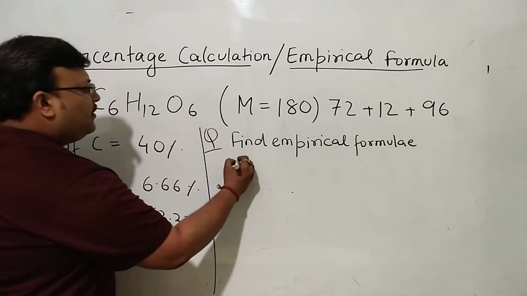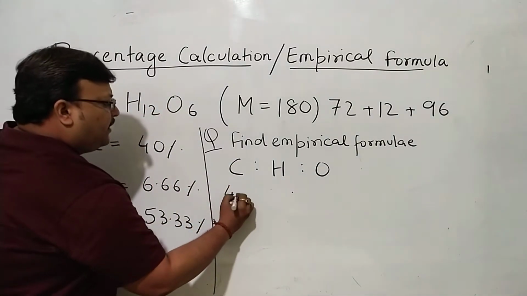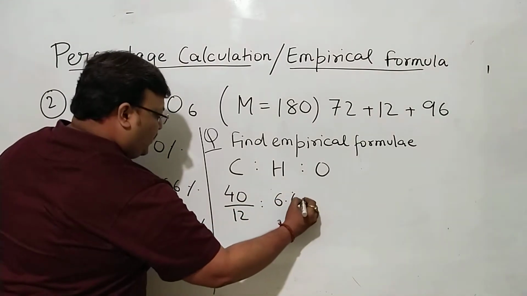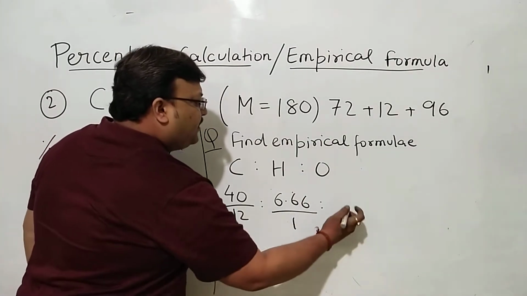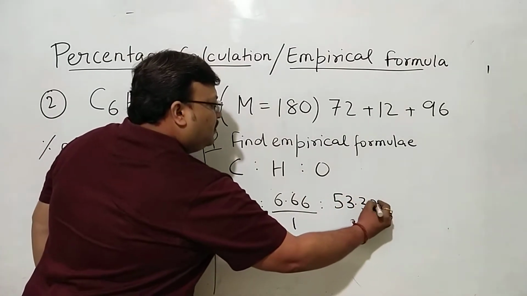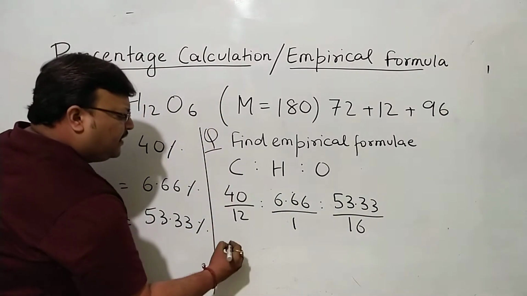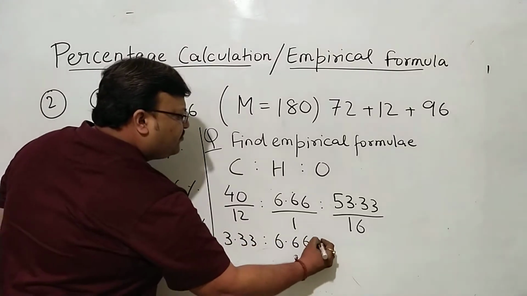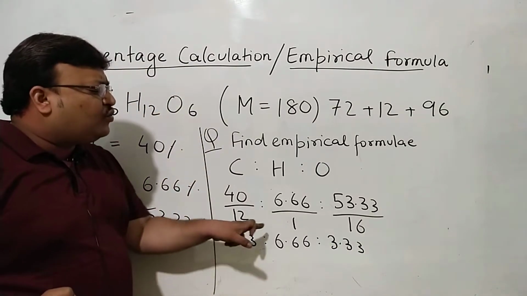Yet again, carbon is to hydrogen is to oxygen. What I do is, I divide them with the corresponding atomic weights. So when I divide them with the corresponding atomic weights, this is 53.33 mind you, upon 16, and the values which I'll get tentatively would be 3.33 is to 6.66 is to 3.33. Now naturally, this will suggest it's 1 is to 2 is to 1.